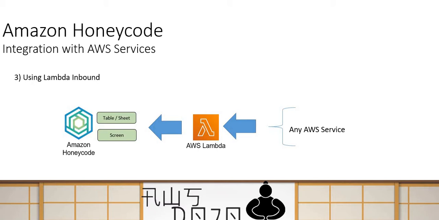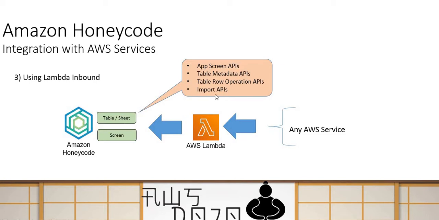Okay. Now, from the API point of view, there are 4 types of API Honeycode supports. So you have a screen API, which can be used to do any automation or action on the screen. Then you have this table metadata API, which can be used to see what tables are available and what the columns of the table are, like schema information about the table you can find out. Then you have table row operations, which can be used to perform typical CRUD operations, like create, update, delete on your table. And then further we have the import API, which can be used for importing the data.